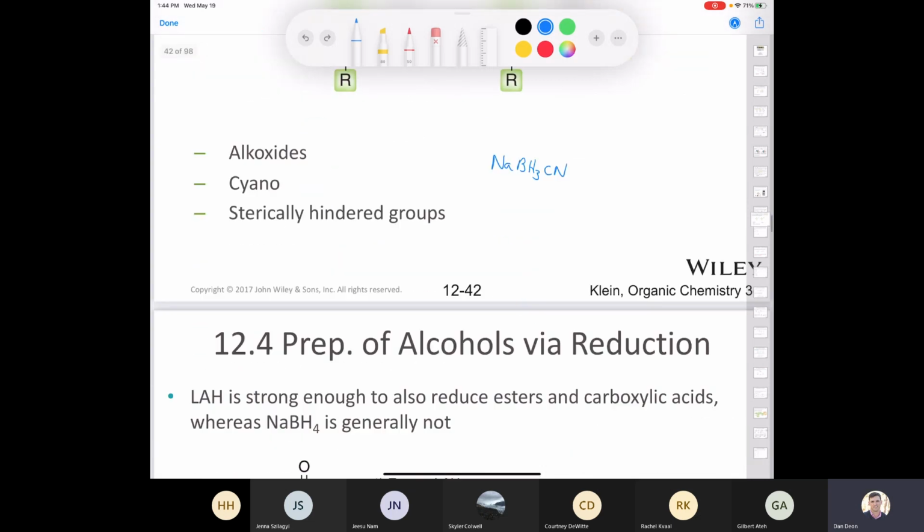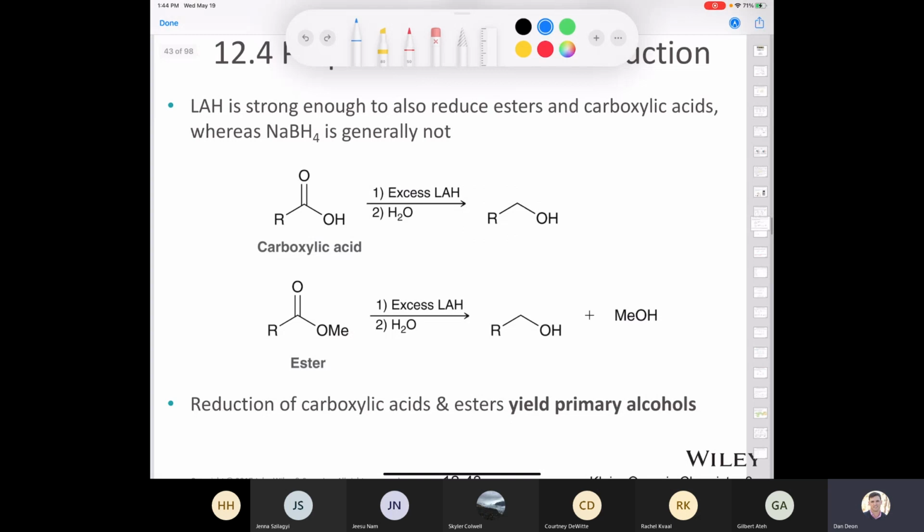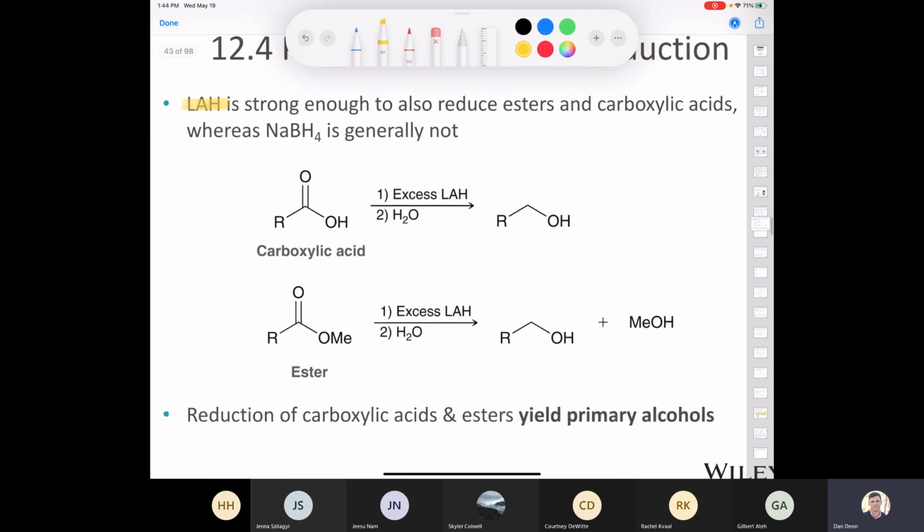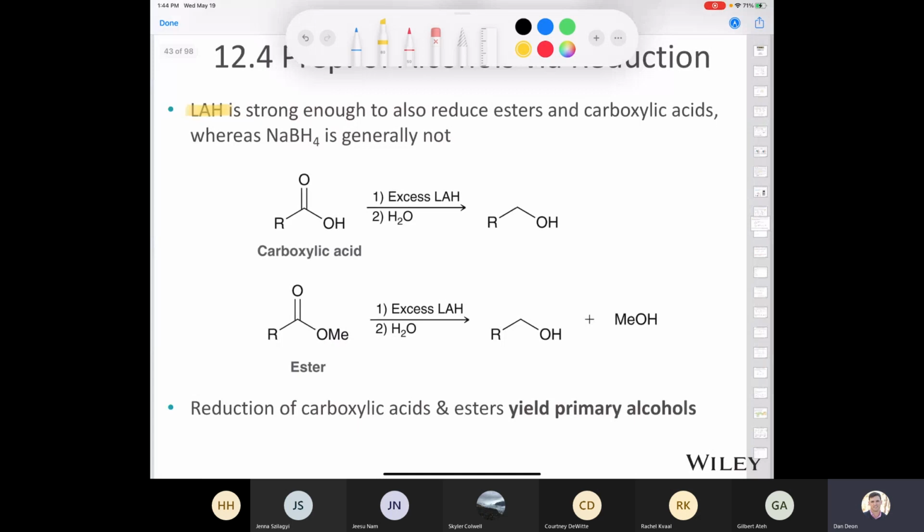Well, something that I told you earlier is that lithium aluminum hydride is stronger, right? It's a stronger reducing agent. So lithium aluminum hydride is also strong enough to react or reduce carboxylic acids and esters, whereas sodium borohydride, it says generally not. And what do we mean by generally? I mean, there's probably exceptions to that, but generally speaking, I would not go to the cupboard and grab some sodium borohydride if I was trying to reduce an ester, okay?